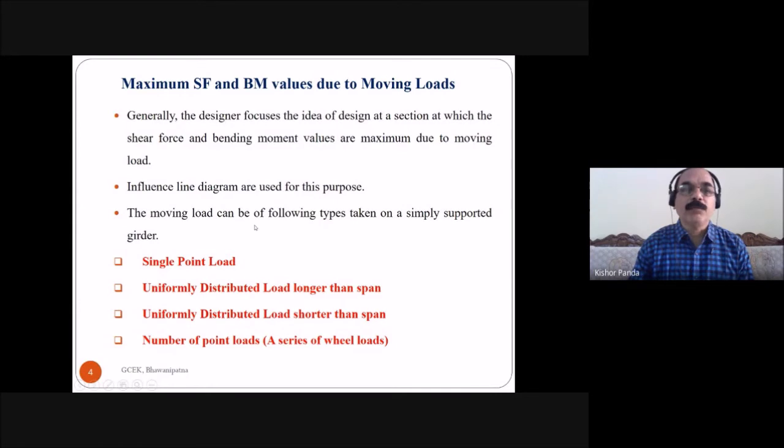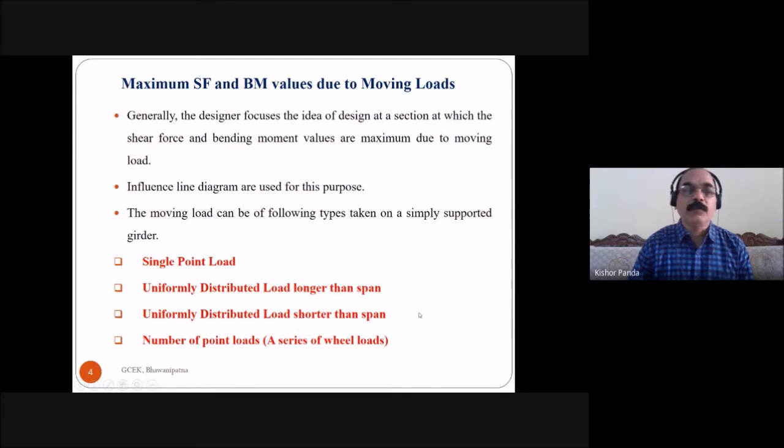The moving load can be of the following types taken on a simply supported bridge or girder. These are the different moving loads. When the moving loads are crossing a girder or bridge, how do you draw the influence line diagram for the maximum bending moment and maximum shear force at specified sections? These are the different moving loads: single point load or single concentrated load, then uniform distributed load longer than span, uniform distributed load shorter than span, and number of point loads, that is, a series of wheel loads.